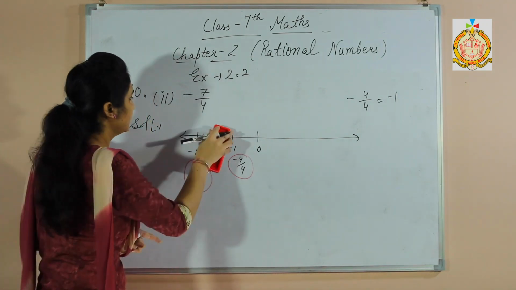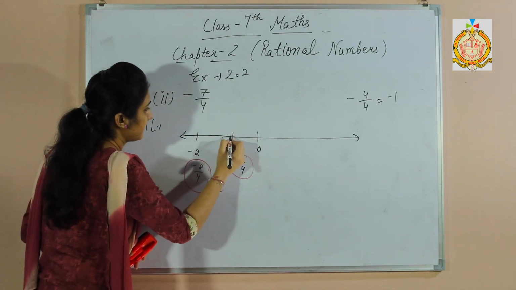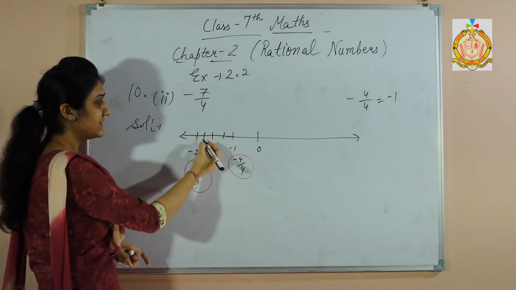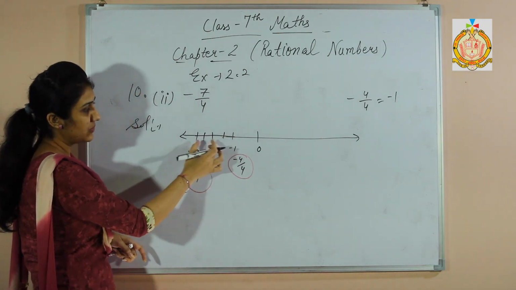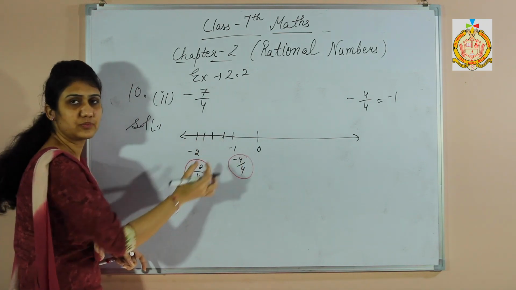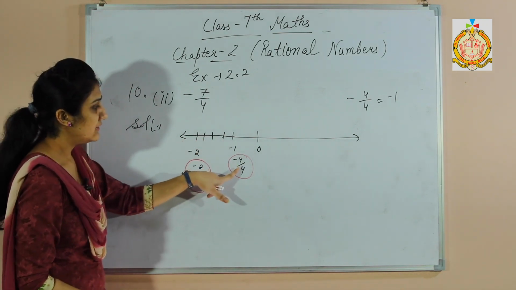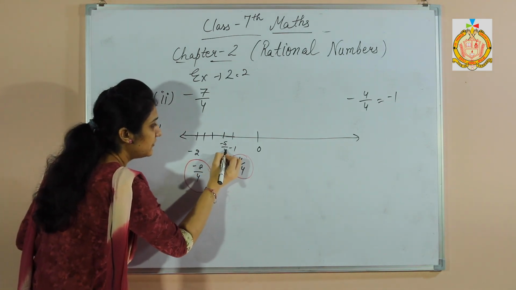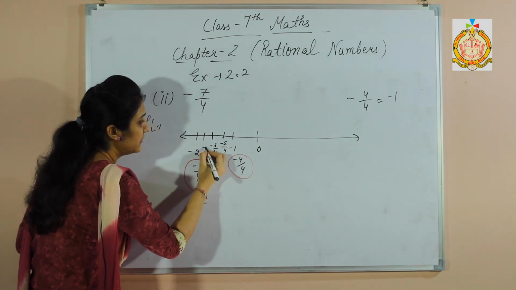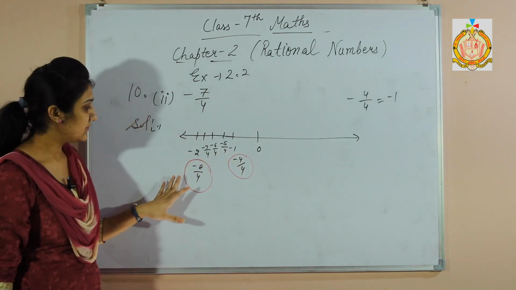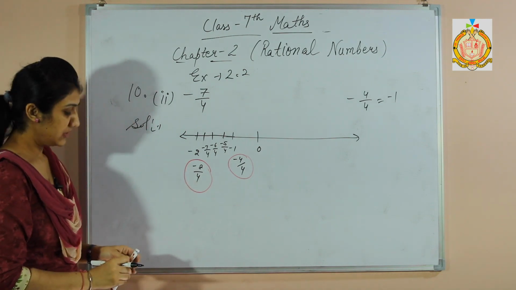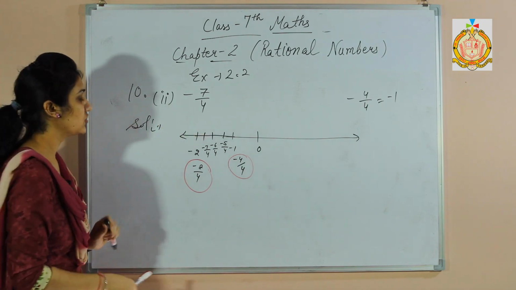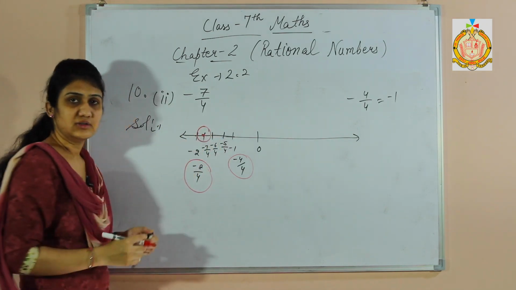Dividing it into 4 equal parts: 1, 2, 3 and 4. When you place 3 marks, it is in 4 parts. First part, second part, third part, fourth part. Now here this is minus 4 by 4. Again we can write here minus 5 by 4, here minus 6 by 4, and here minus 7 by 4, and this is minus 8 by 4, that is minus 2. But we have to represent minus 7 by 4, so we can write and highlight it, right?